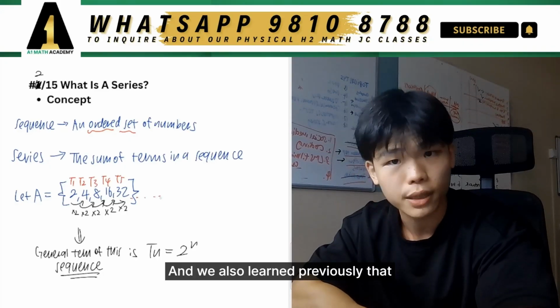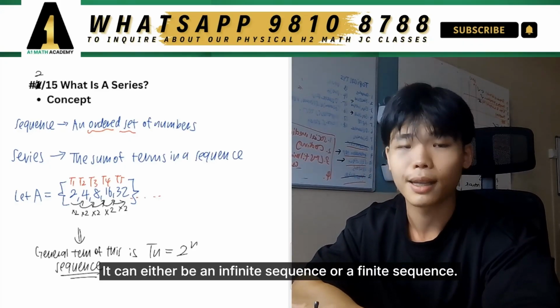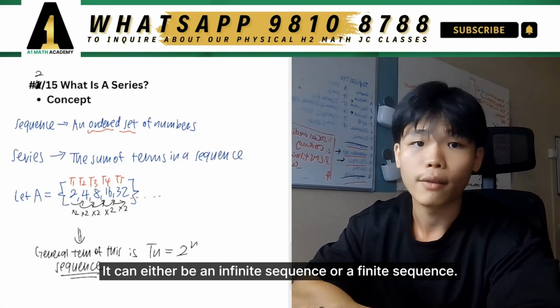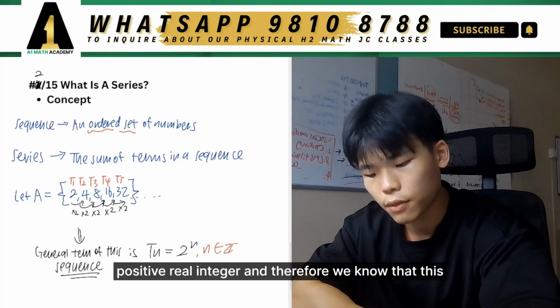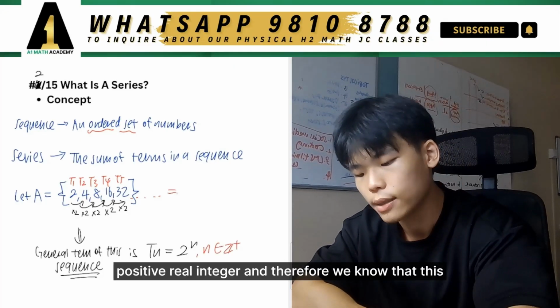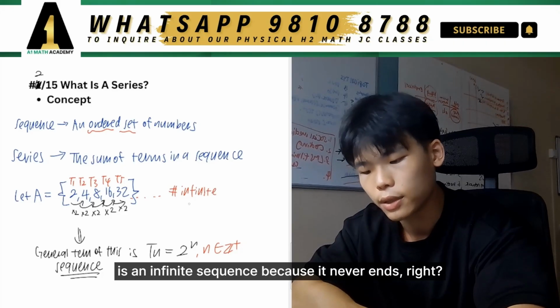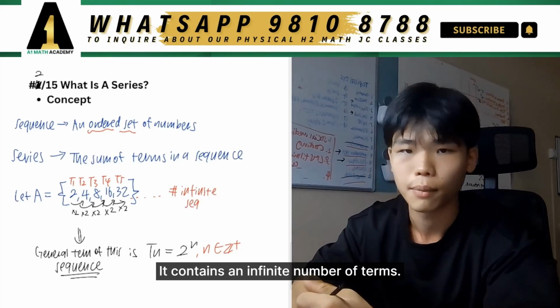We also learned previously that a sequence has two types: it can either be an infinite sequence or a finite sequence. Over here, I'm going to let n take on any positive integer. Therefore, we know that this is an infinite sequence because it never ends. It contains an infinite number of terms.